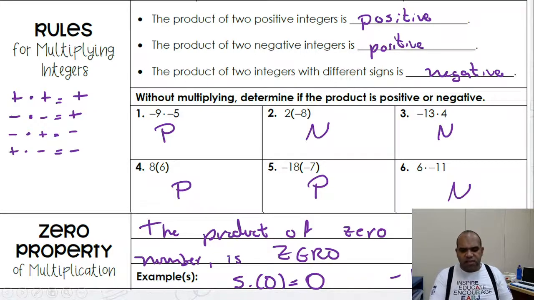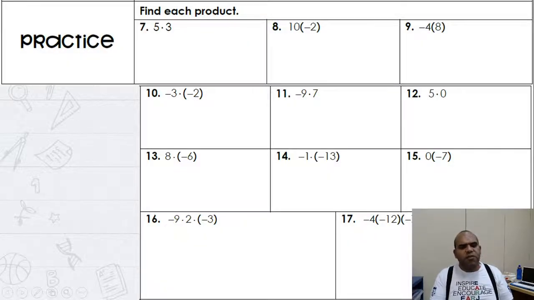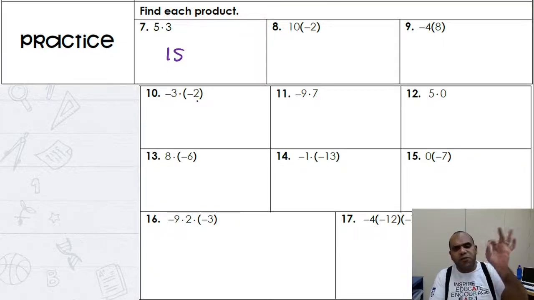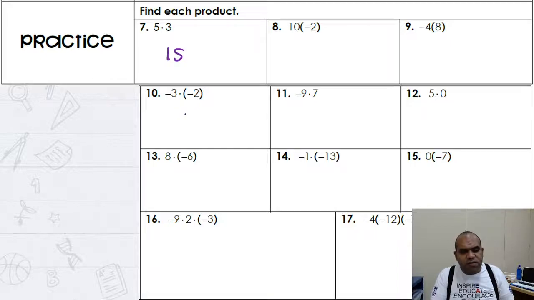Great, easy. Let's solve this one, the practice, guys. 5 times 3, this is easy, 15. Yes, guys. And here, negative 3 times negative 2. The first thing to do is multiply: 3 times 2 is 6.